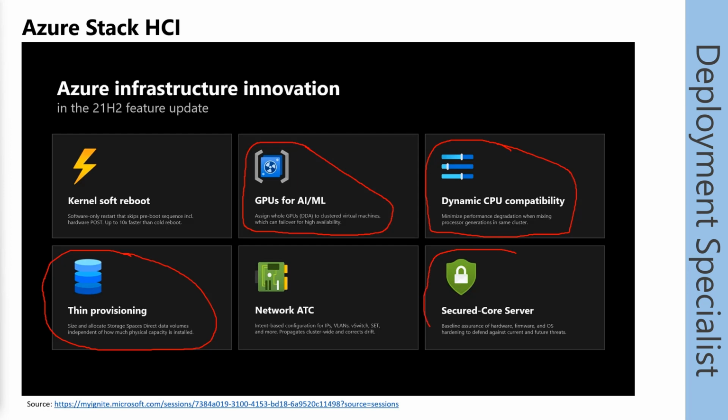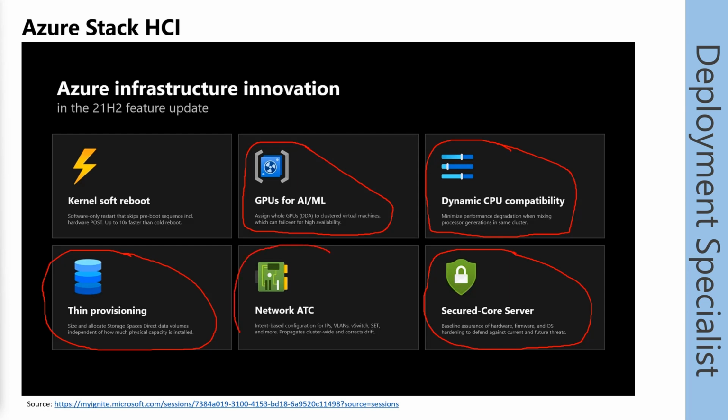Secured-core servers can be configured, and secured-core servers are part of the certification for Azure Stack HCI integrated systems. So a secured-core server ensures that all the required technologies like Trusted Platform Module and so on are integrated in this server system. When we have a look at the demo in Windows Admin Center later in this course, you will see that the secured-core server can also be configured and will be visible in Windows Admin Center.